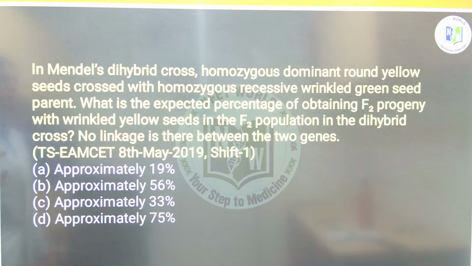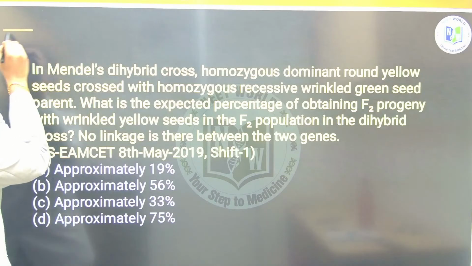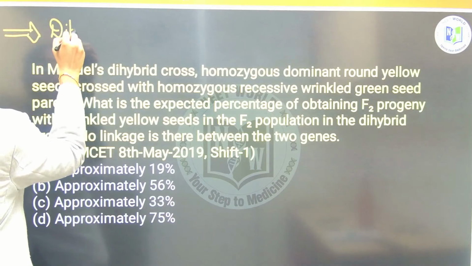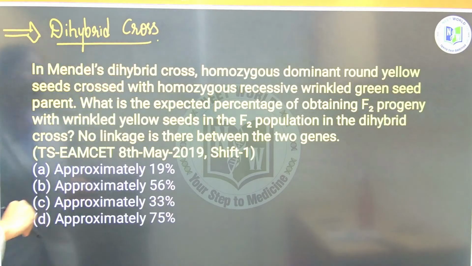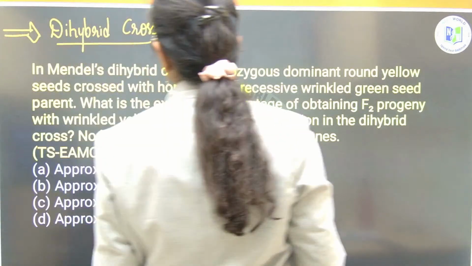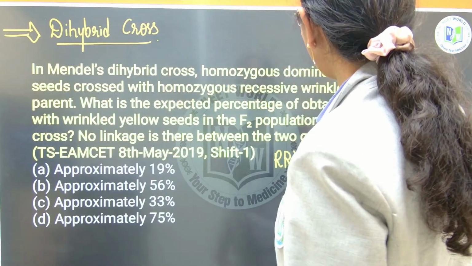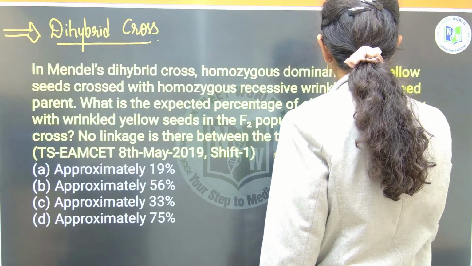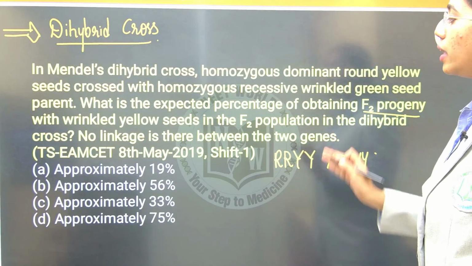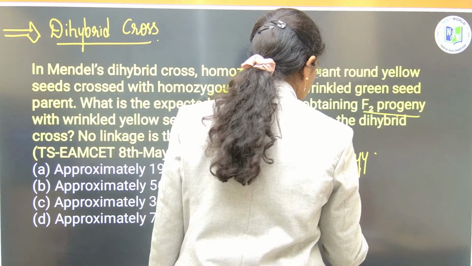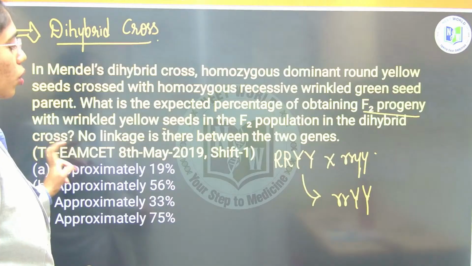Look at this question, which is an application from dihybrid cross again. In Mendel's dihybrid cross, homozygous dominant round and yellow seeds are crossed with homozygous recessive wrinkled and green seeds. What is the expected percentage of obtaining F2 progeny with wrinkled yellow seeds? No linkage is there between these two genes.